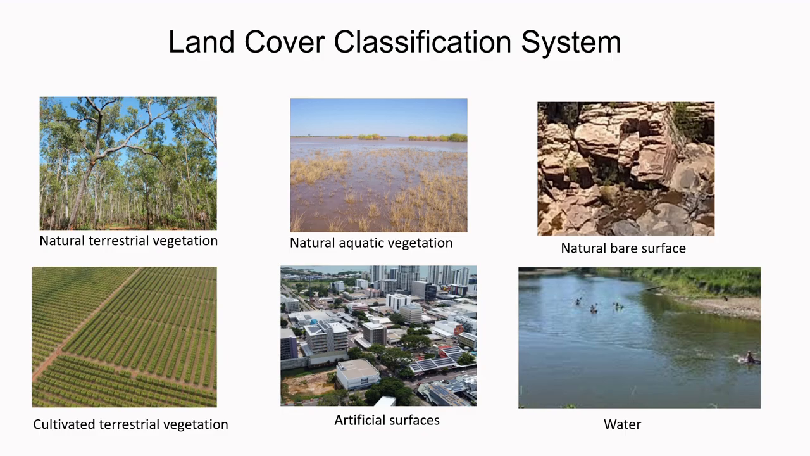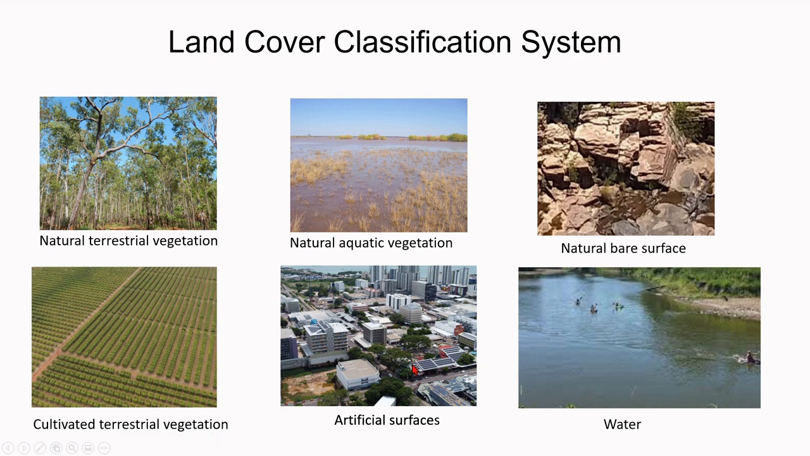We are going to follow the conventional, or what I would say standard, land cover classification system. This is where every pixel in the image is going to be classified as either natural terrestrial vegetation, just like here, or natural aquatic vegetation when the pixel is dominated by these surface types, or it could be a natural bare surface. So we're also going to classify pixels as natural bare surfaces. And then we may have another class called cultivated terrestrial vegetation.